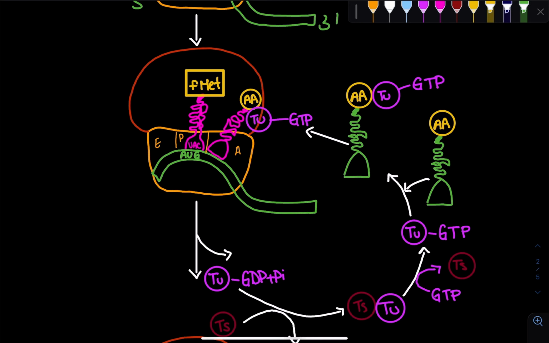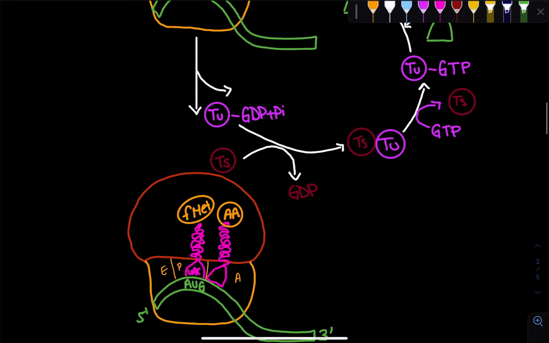Now we have a tRNA in the A site, and we have a tRNA in the P site. The P site contains the start amino acid N-formyl methionine with the codon AUG and the anticodon UAC. We need to move this N-formyl methionine to this amino acid.